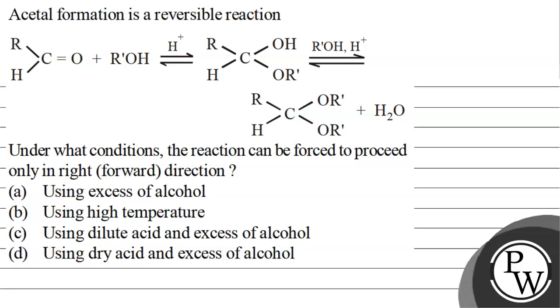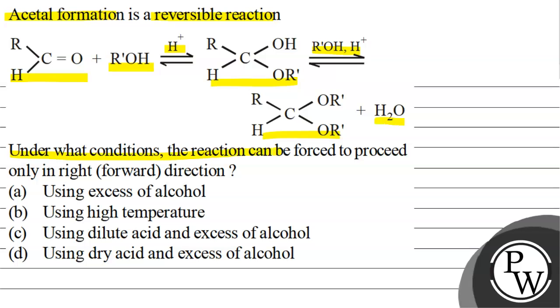Better बच्चों, so let's read this question. Acetal formation is a reversible reaction. So हमारे को जो हमारा aldehyde है, it is reacting with alcohol in the presence of H plus ion and it is giving an intermediate. Then it is reacting with alcohol and H plus ion again. Then it is giving the final product as the acetal and H2O.